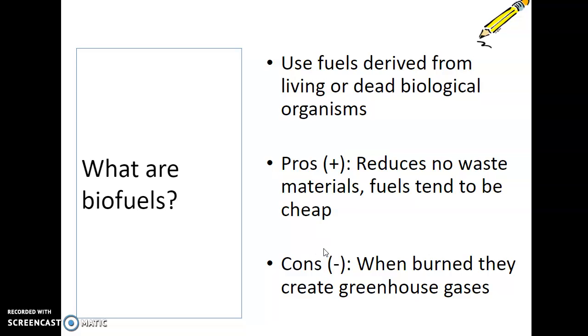And then biofuels. Biofuels are fuels that come from living or dead biological organisms. The pros are that they produce no waste materials and the fuel tends to be pretty cheap. However, when they burn, they create greenhouse gases, which is obviously not great for us because that harms our atmosphere. It increases our chances of global warming. So biofuels can be a little iffy in that sense. And that is it for all the forms of alternative energy we're going to talk about today.